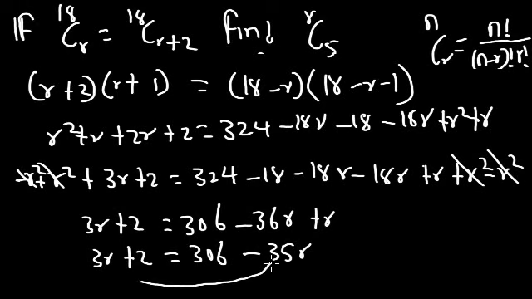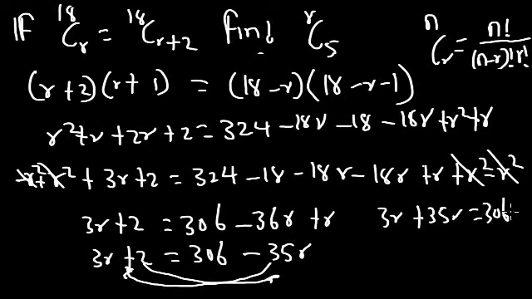So let me bring this to the side, and I'll take this to the side. So that will be 3r plus 35r equals 306 minus 2. So 3r plus 35r, that's 38r, equals 306 minus 2, that's 304. So what is 304 divided by 38? That is absolutely 8. So r is equal to 8.